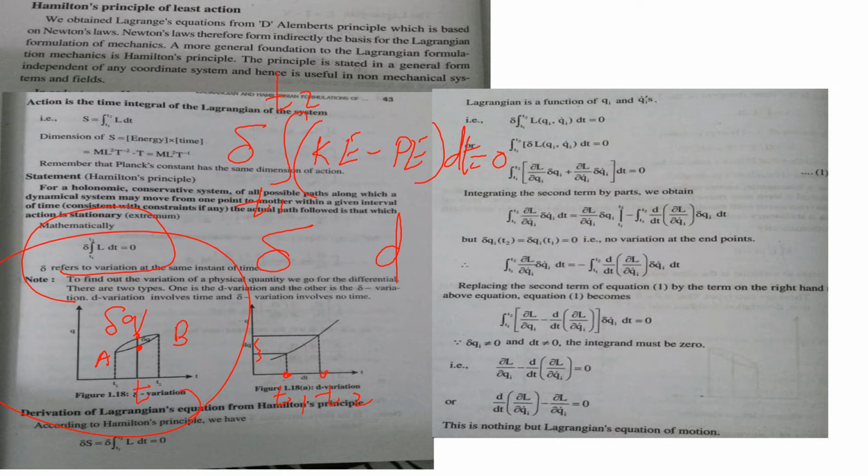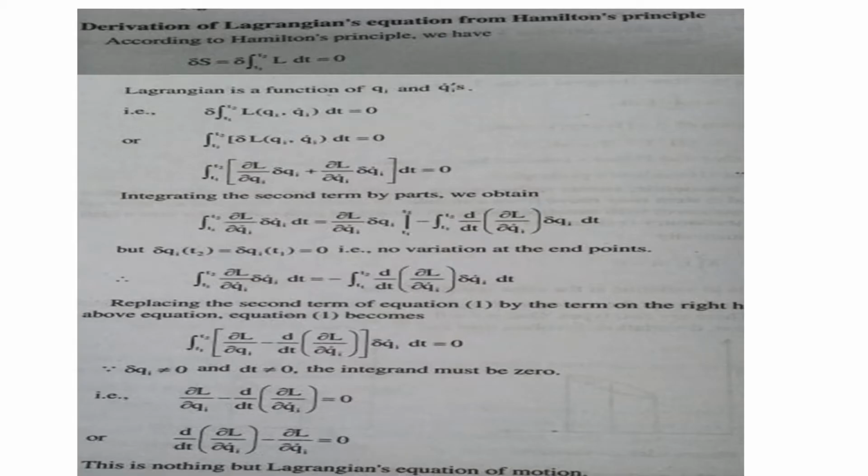And we can derive Lagrange's equation from Hamilton's principle of least action. Let us see how we can derive the Lagrange equation from Hamilton's principle of least action. So now we are going to derive Lagrange's equation from Hamilton's principle.